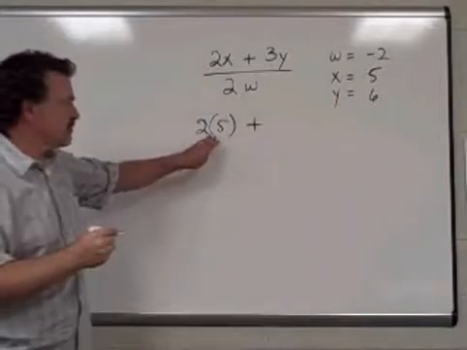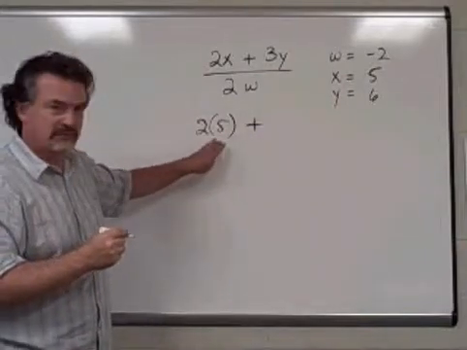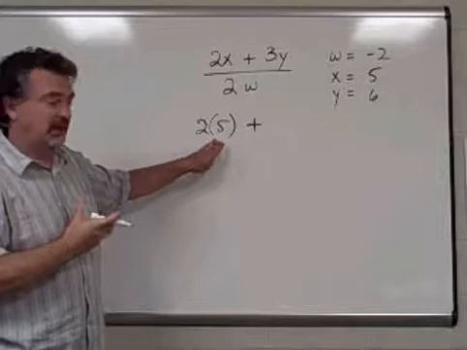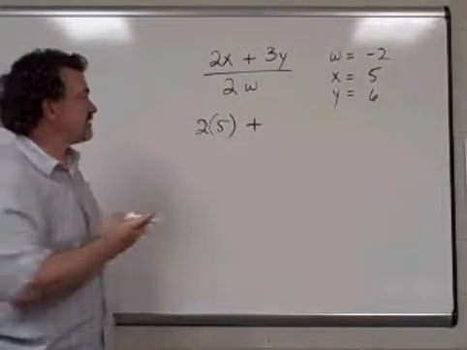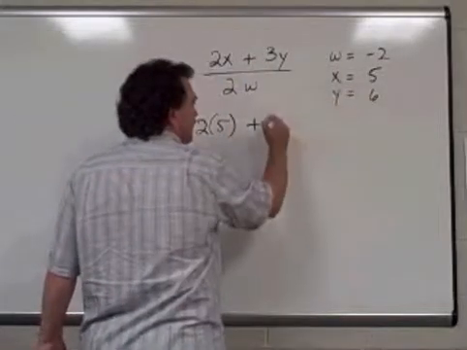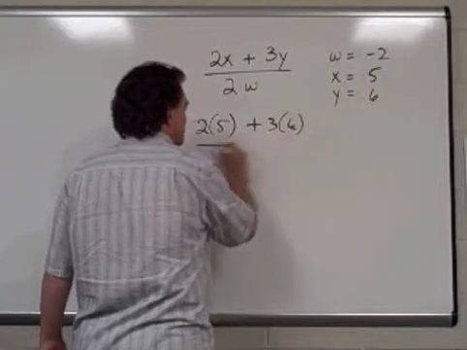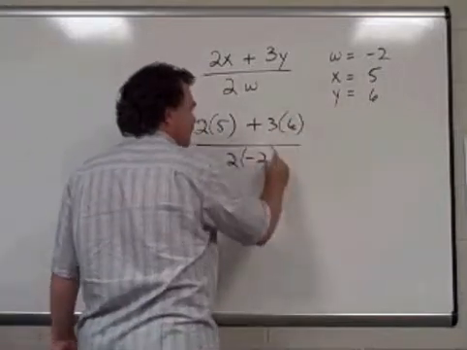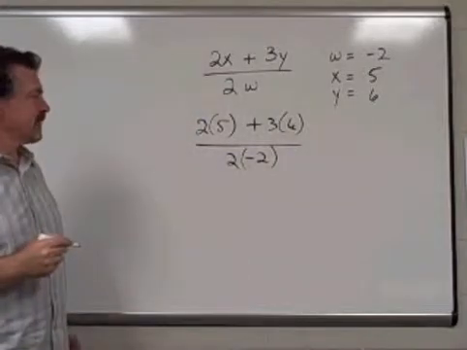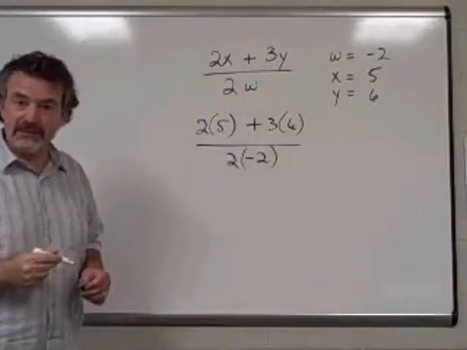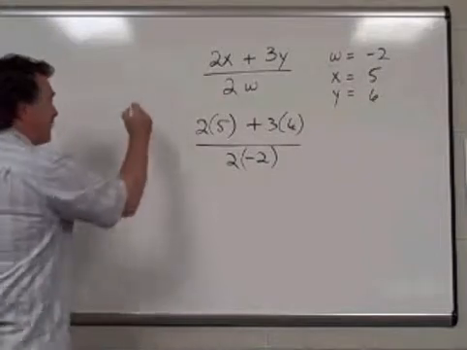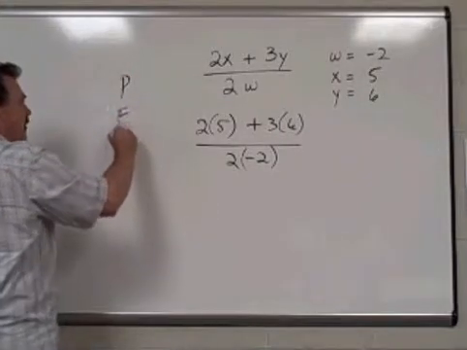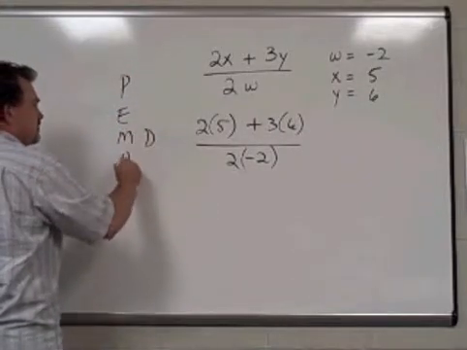Remember, writing numbers side by side, enclosing one of them in parentheses indicates you're multiplying those numbers, plus 3 times the y value, which is 6, divided by 2 times the w value, which is -2. And now we have an arithmetic expression that we can evaluate following our order of operations.